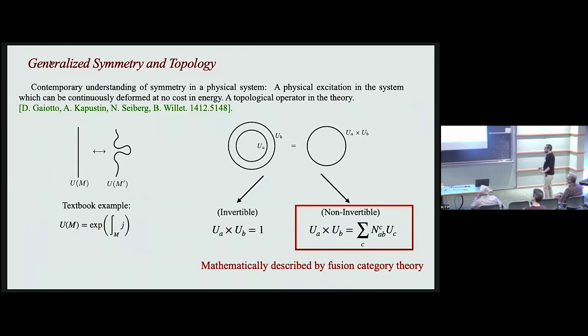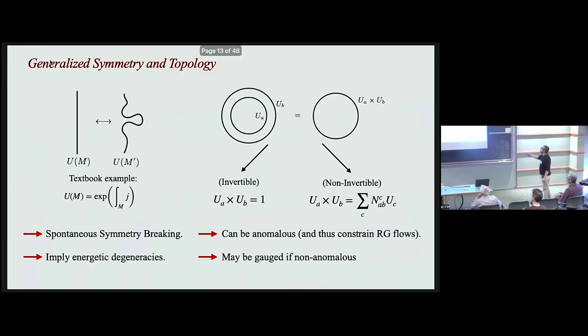And mathematically, this is described by something that is called a fusion category, but I'm not going to get into that. All you need to know really is that when I fuse two of these topological defects, I can have this integer linear combination of defects. That's really all you need to know.